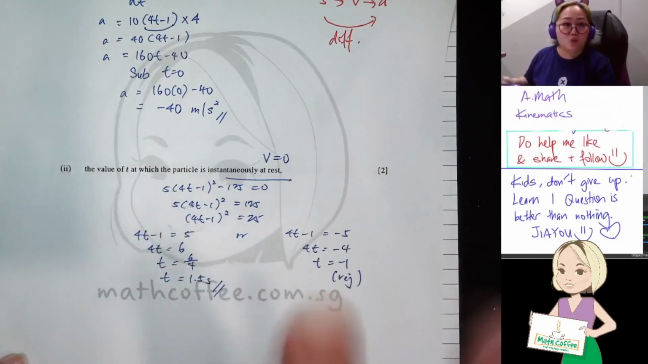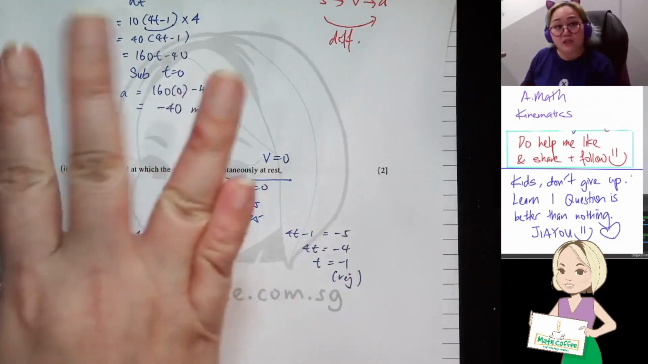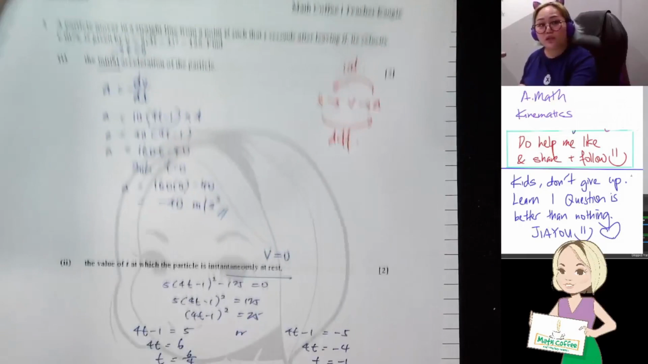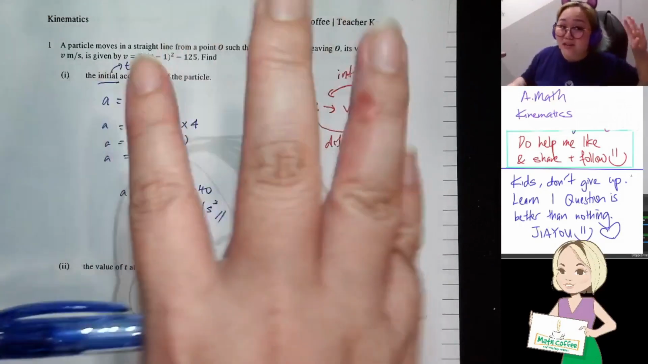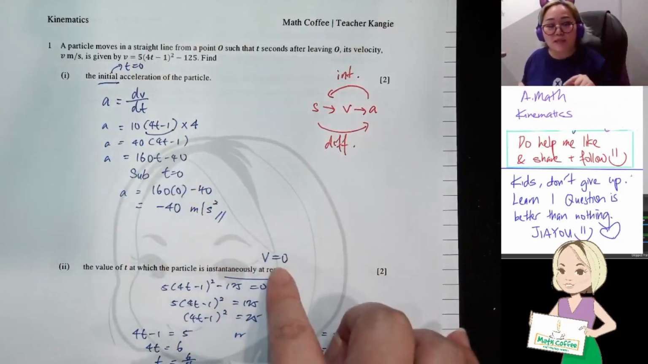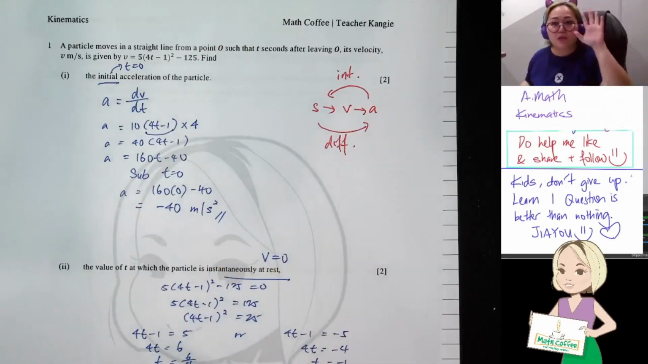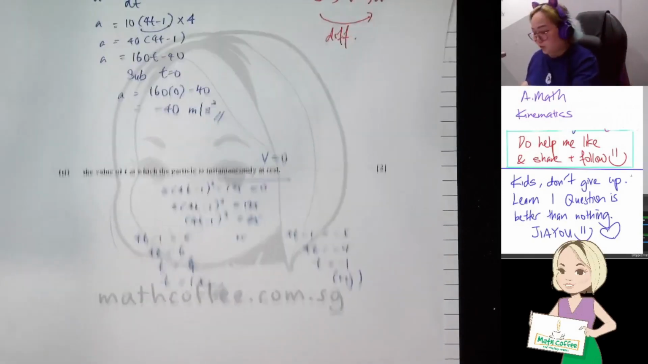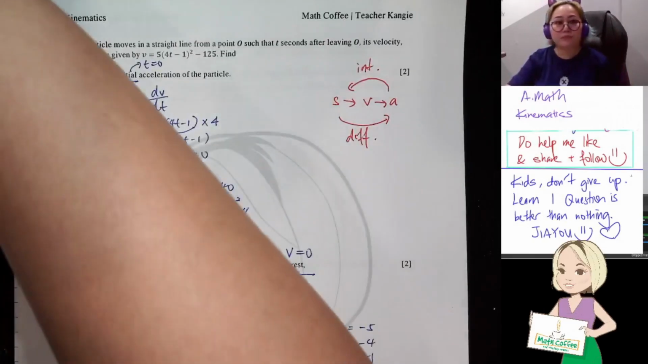So this part is just a warm up. It's simply differentiation and substituting accordingly. Over this question, the things you need to take note of are: initial means t equals 0, and when they say at rest, it means v equals 0. Understand? Okay, so this is for question number 1.